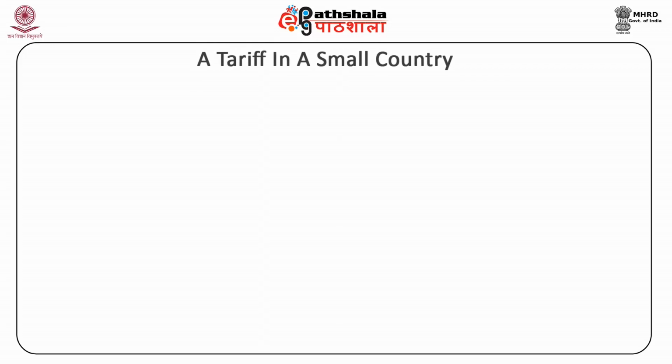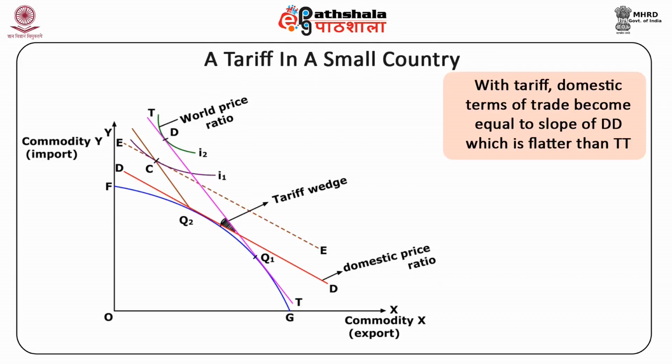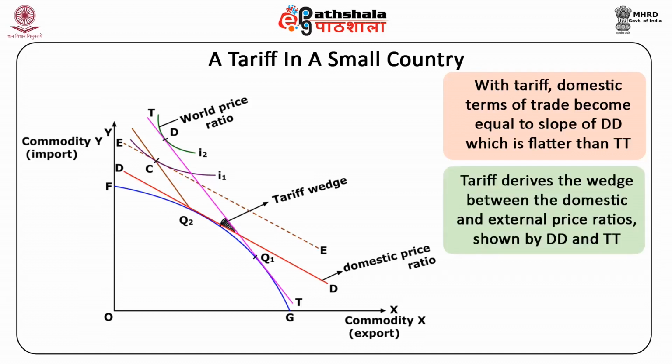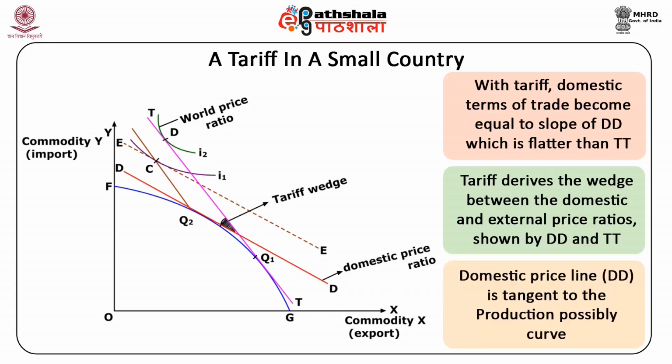This situation of tariff is shown in figure 2. With the tariff, the domestic terms of trade become equal to the slope of DD, that is, the domestic price line, which is flatter than TT, that is, the world price line, indicating the higher relative price of commodity Y. So, the tariff drives the wedge between the domestic and external price ratios, which can be seen as the angle between the two price lines, that is, DD and TT. The higher price of commodity Y induces nation 1 to expand commodity Y and reduce commodity X. So, the production point moves to Q2, where the domestic price line, that is DD, is tangent to the production possibility curve.